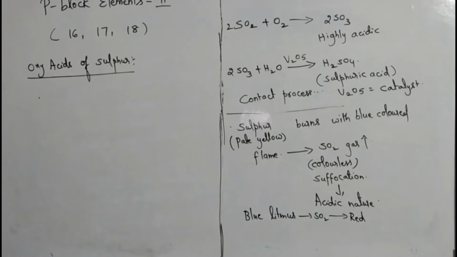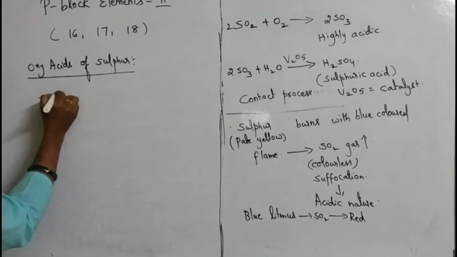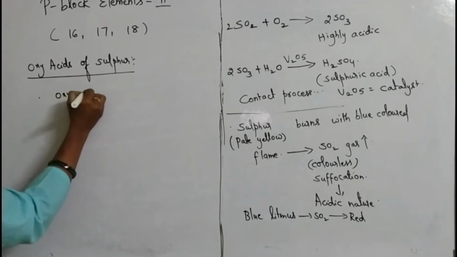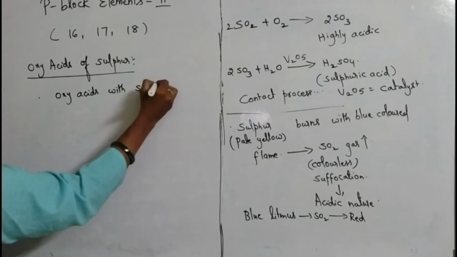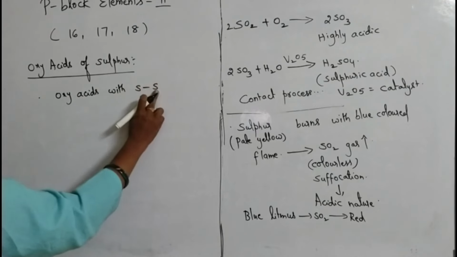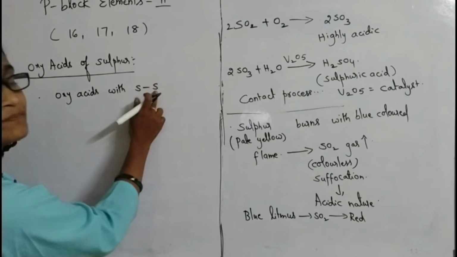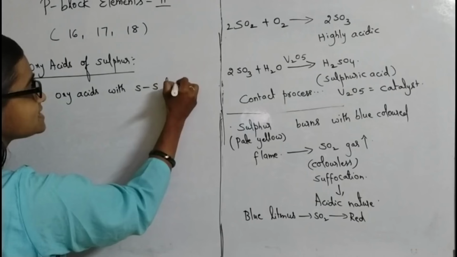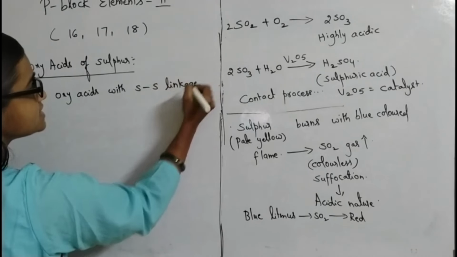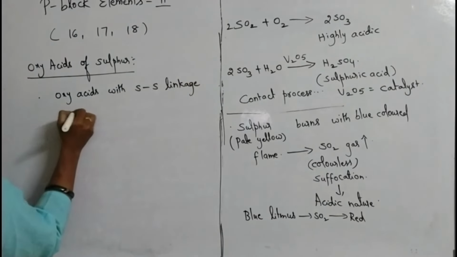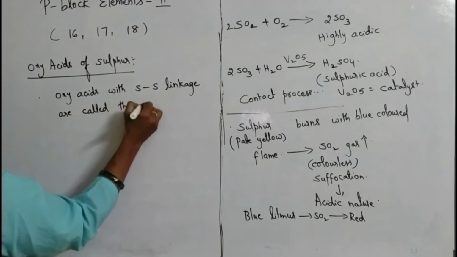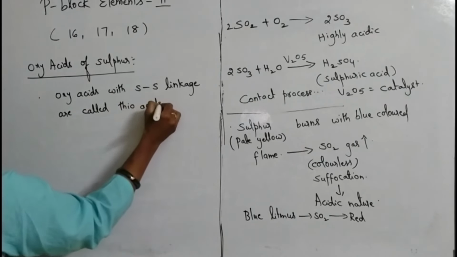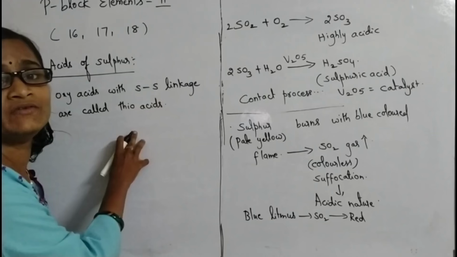First point in this, you just take down oxy acids with S-S linkage, that is, oxy acids with a sulfur single bond sulfur linkage. Oxy acids with S-S linkage are called thioacids. Please remember, the word thio we will use.